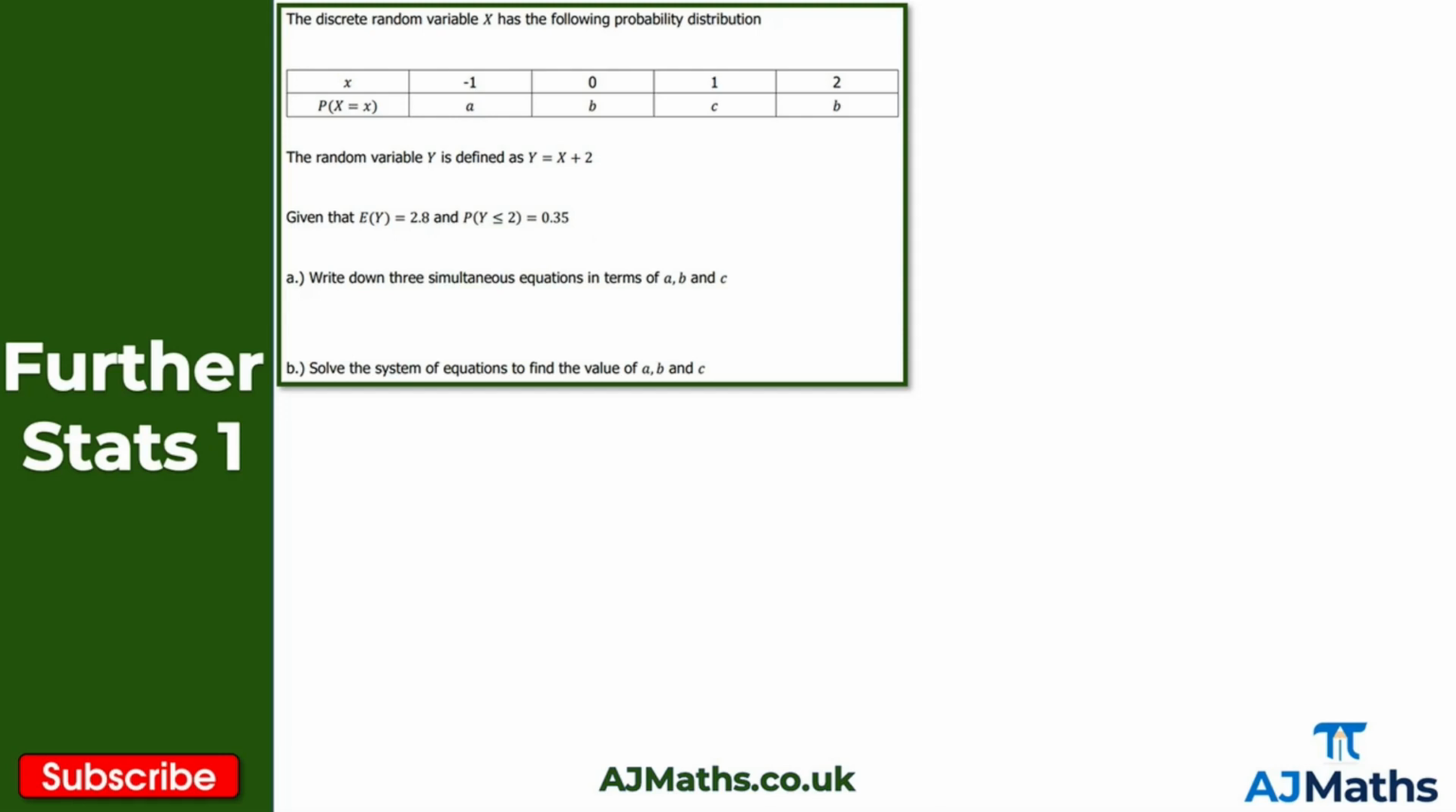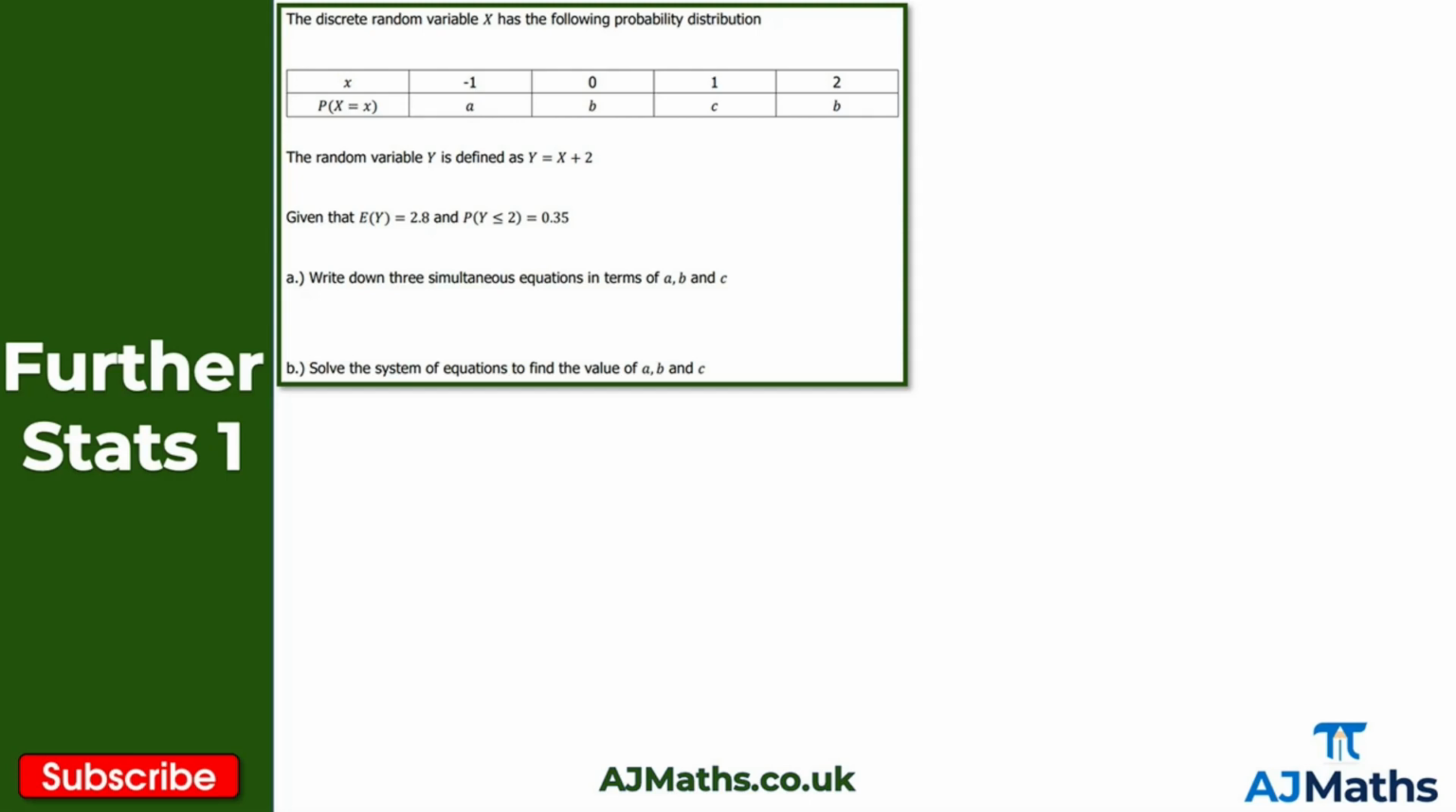So using all of this information, we need to write down 3 simultaneous equations in terms of A, B, and C. So this is quite a tricky question, and there's quite a few parts to this. So hopefully I'm going to break this down step by step and show you that it's not quite as challenging as it looks at first glance. There are just a few different parts you need to be able to break down here. So what I need to do basically is use this probability distribution and these given bits of information to obtain my 3 simultaneous equations.